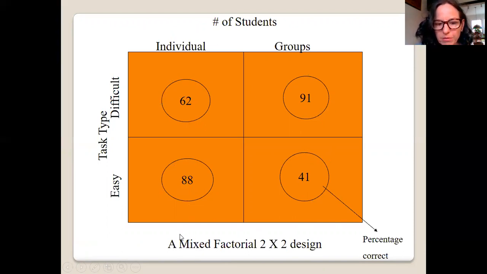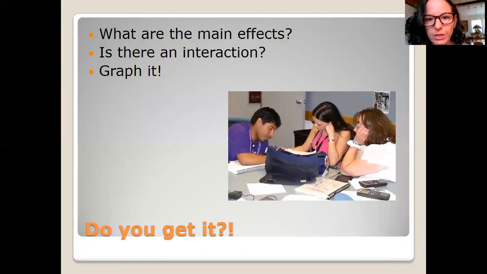These marginal means here, if we calculated them, we could figure out, is it better to work in groups or is it better to work as an individual? And then the task type, we could also look at this, 62 plus 91 divided by 2, and that would be the effect of the difficult. And then 88 plus 41 divided by 2 would be the effect of the easy task. You could also graph out the interaction here by graphing all 4 of these numbers, as we saw in the earlier example on physicians. And that would be able to tell you whether you get that characteristic cross of the interaction.